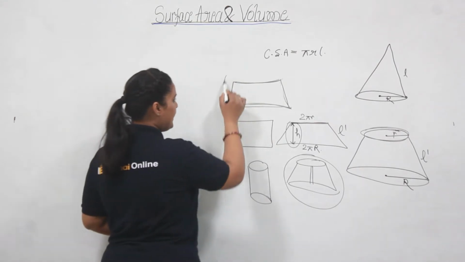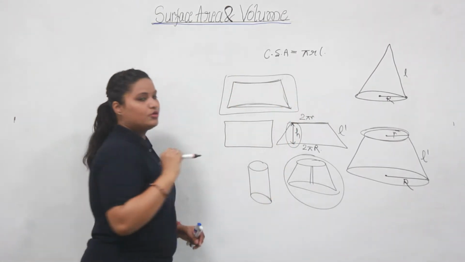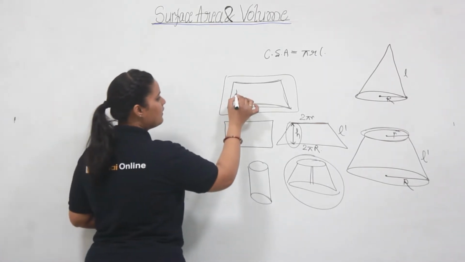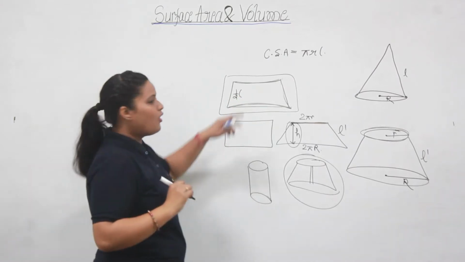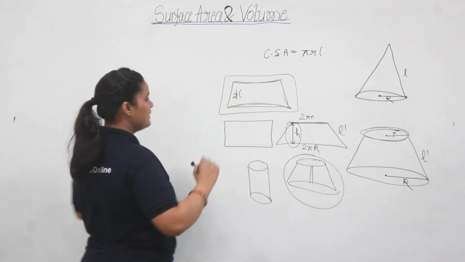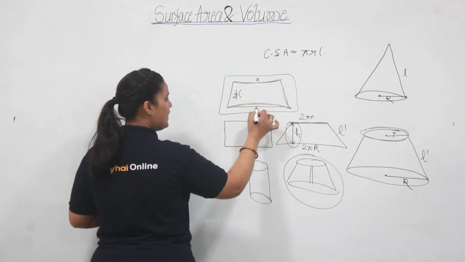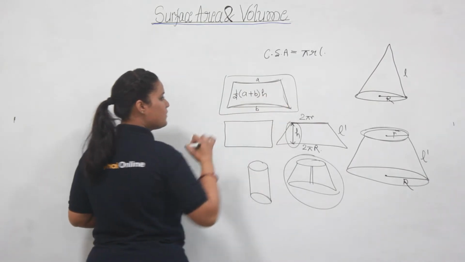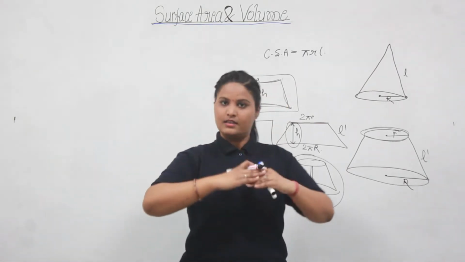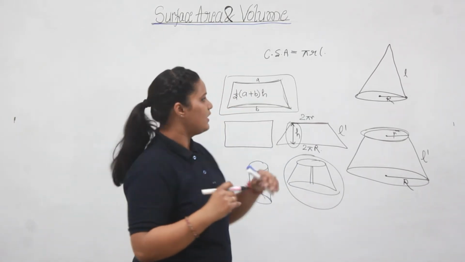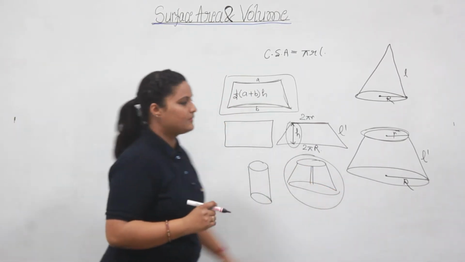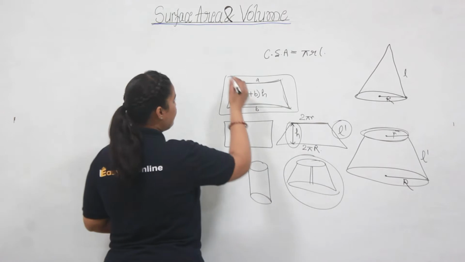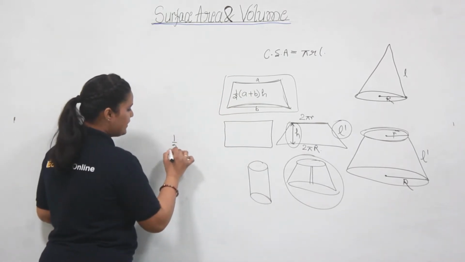Now, can I find out the area of this trapezium? Do you know what the area of the trapezium is? The area of the trapezium is 1 by 2 times the sum of the lengths of the parallel sides. That is, if they are a and b, then it will be a plus b, and h. h means the height, the distance between these two sides, right? But in case of the frustum, I will use the slant height as I just told you. So my formula will be 1 by 2.